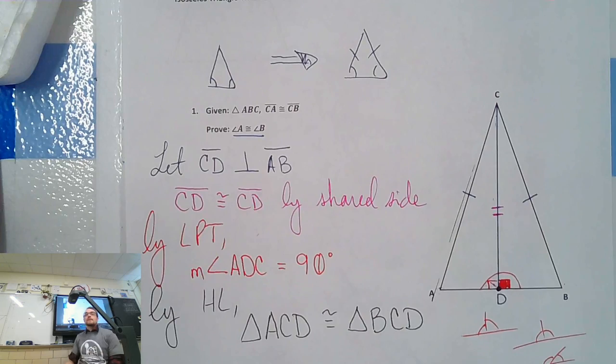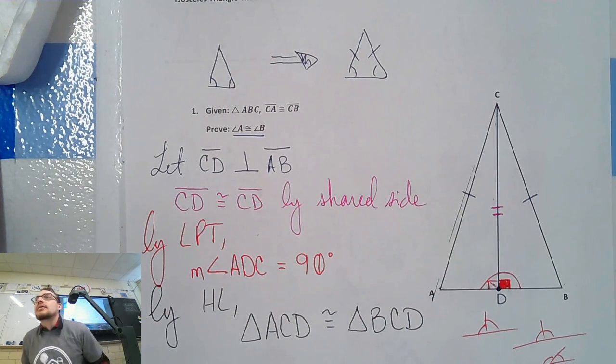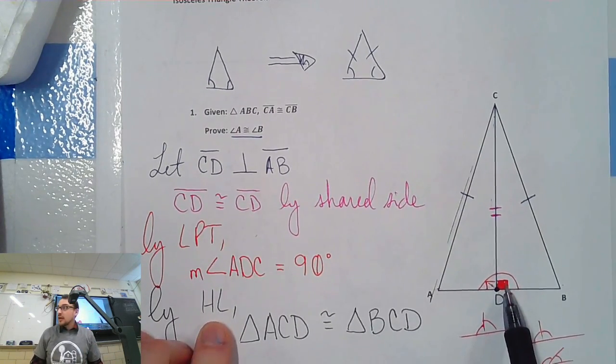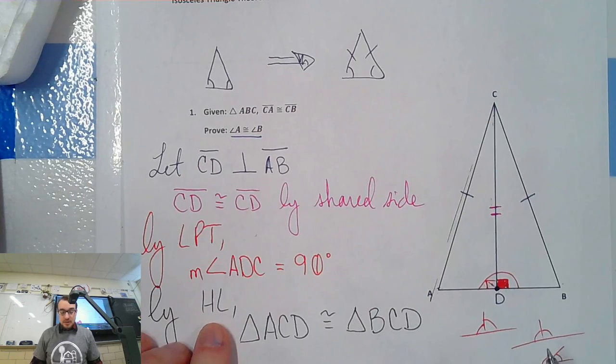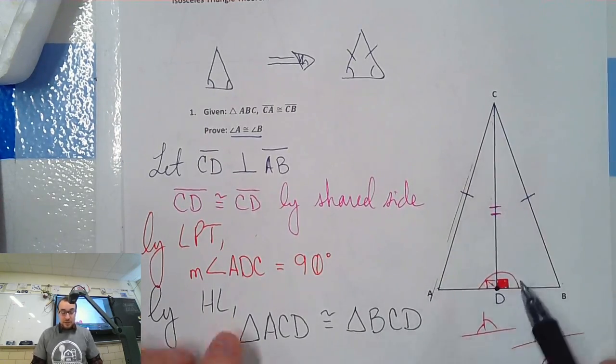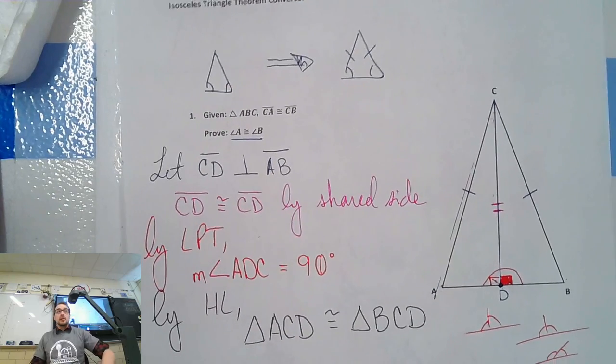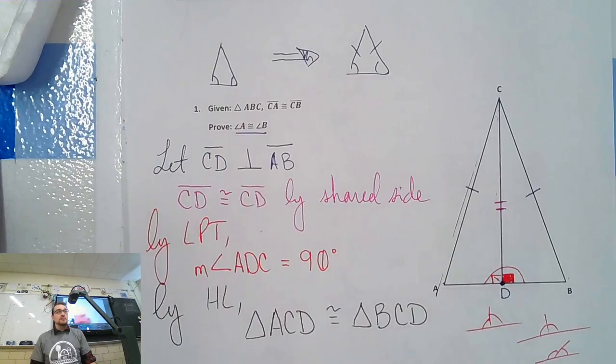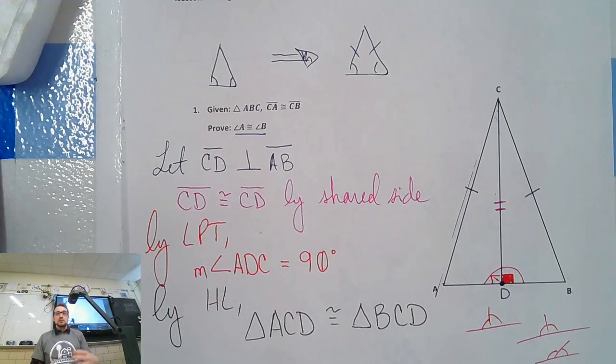What does HL stand for? Hypotenuse leg. So, in order to use HL, we have to have right triangles, because only right triangles have a hypotenuse. So we have to have matching hypotenuses and matching legs. We've got it, right? 90 degree triangles, matching hypotenuses, matching legs. So that means the triangles must be congruent. Are we good up to there? Not bad for your first try, guys. I know I'm taking it kind of slow and it feels like it's taking forever. This can go a lot faster once you get it.